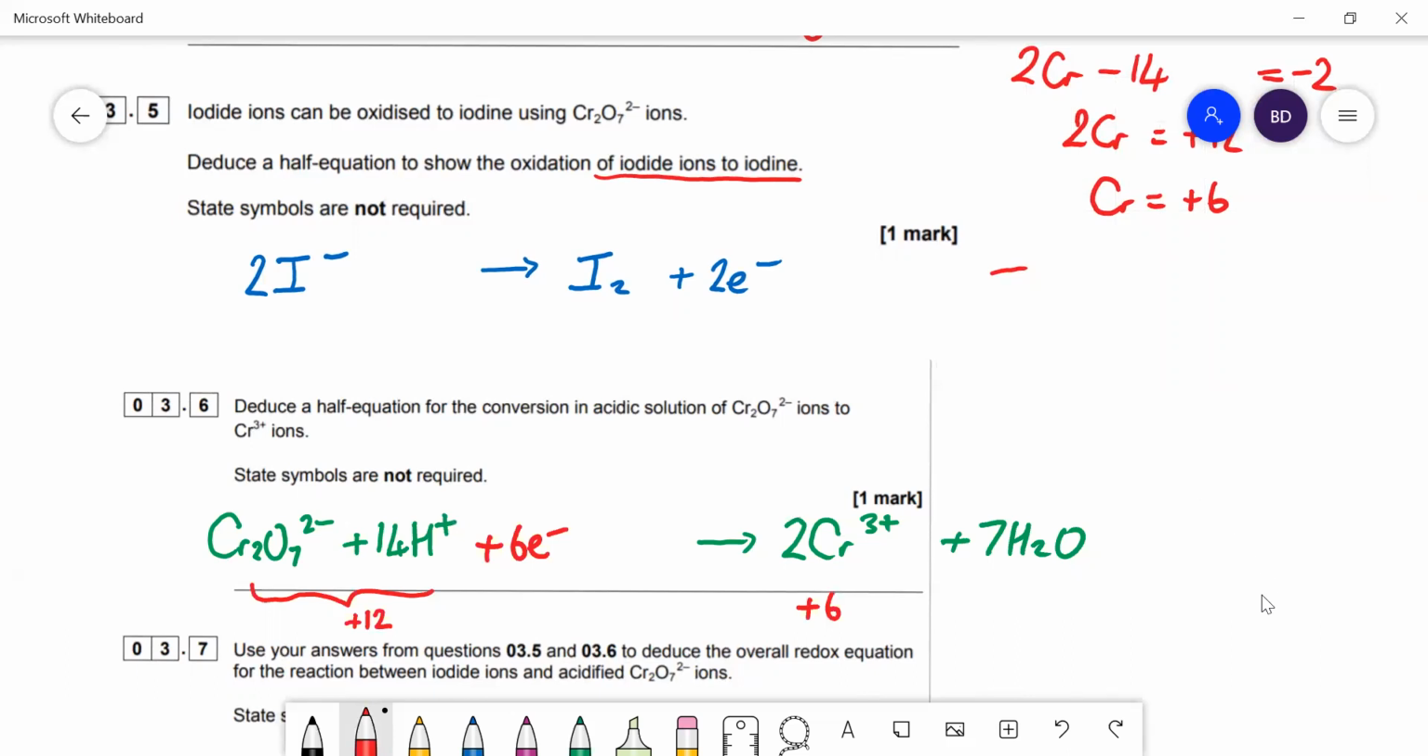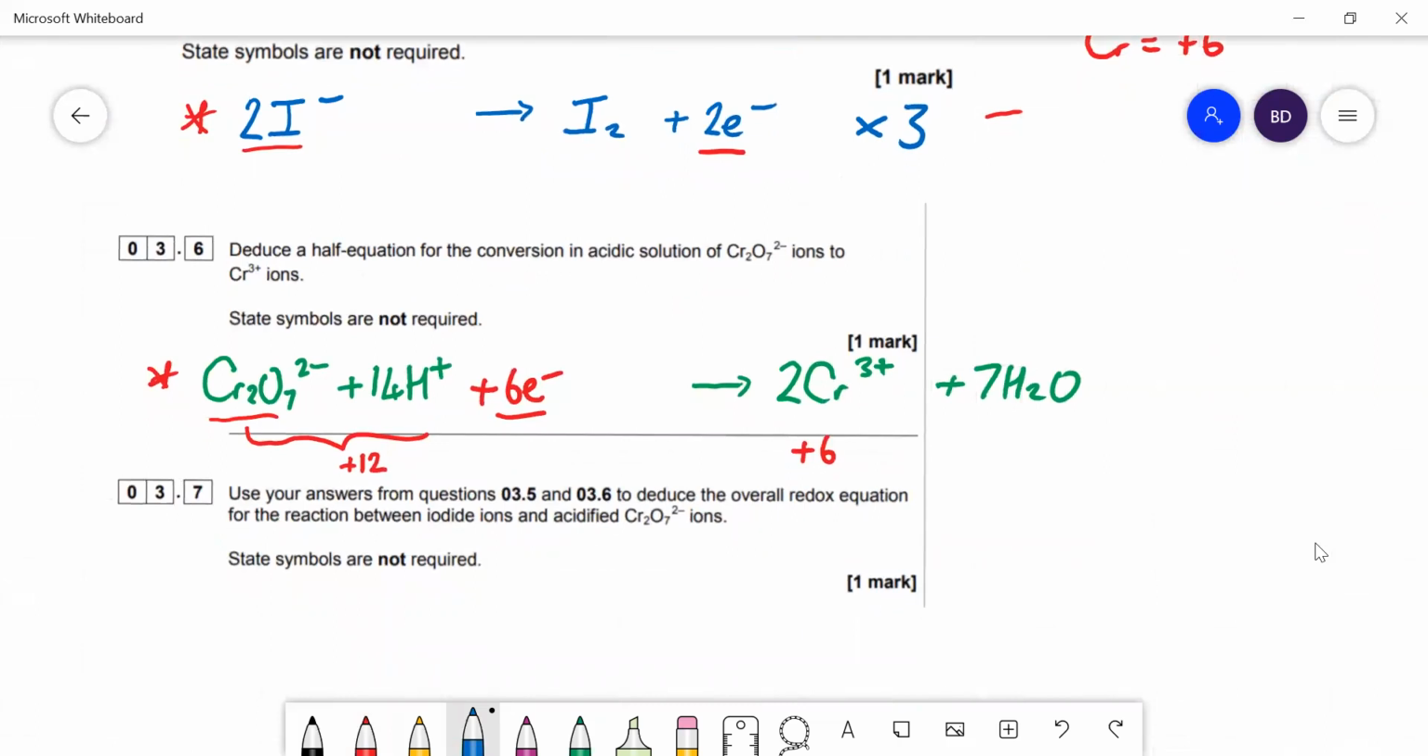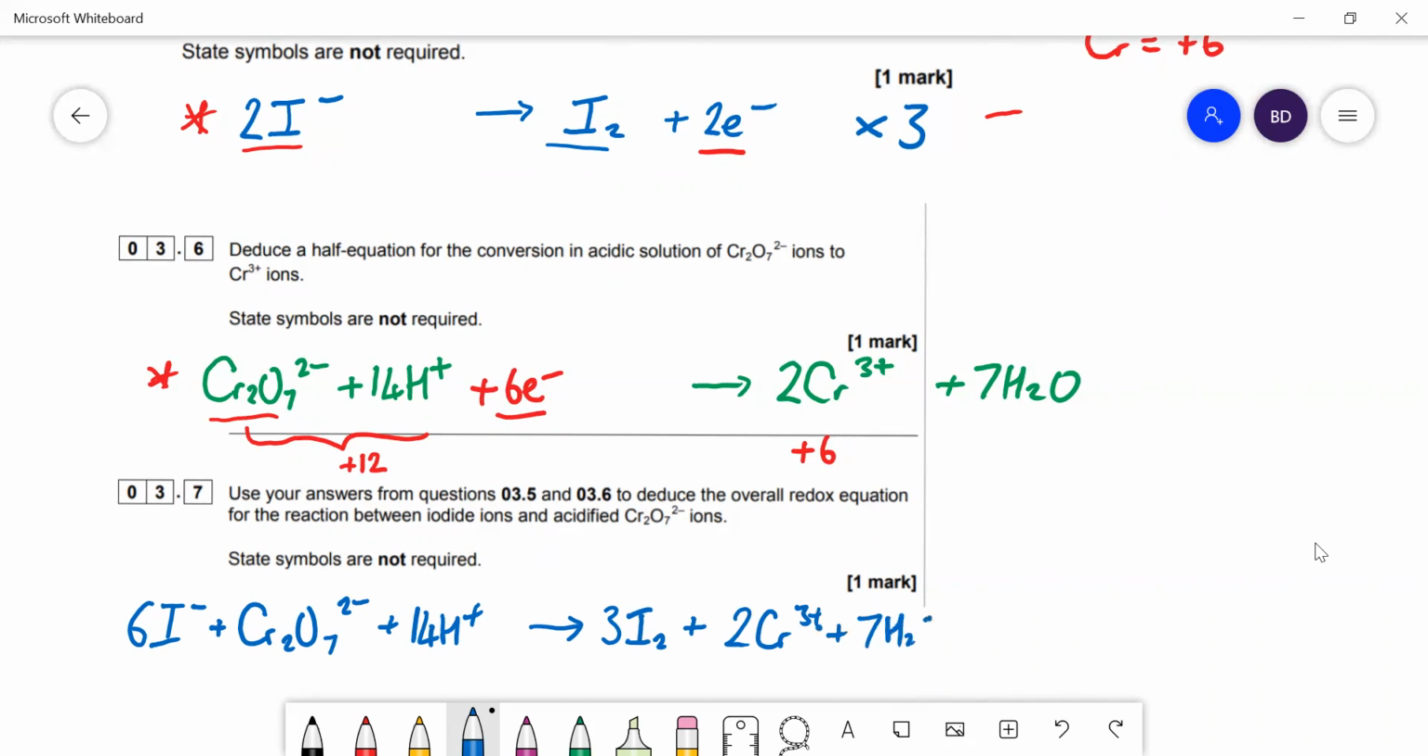Right. Now use your answers from here and here to write a fully balanced equation for the oxidation of iodide by dichromate. So we look here, this is a 2-electron process and this is a 6-electron process. So we're going to have to multiply this equation by 3 before we add them together. So if we wrote our final equation, it would be multiplied by 3. We've got 6 iodides. Don't multiply this one by anything, just one dichromate ion. 14 protons. And that's going to give us 3 times I2, so it's 3I2. And we're going to have 2 chromium 3 plus ions and 7 H2Os, water molecules. Right, that is the final answer there.